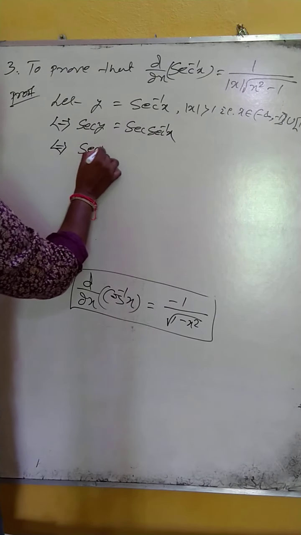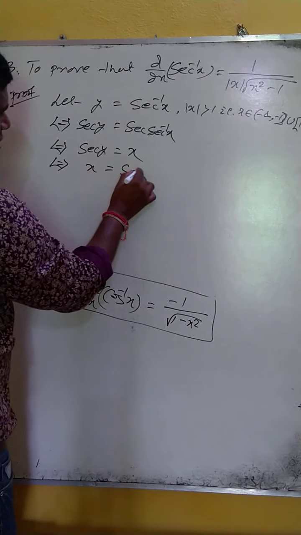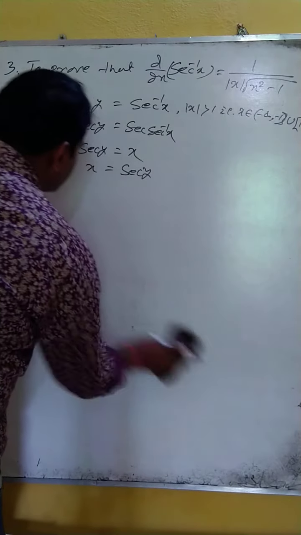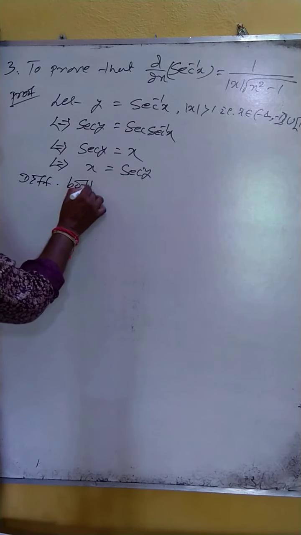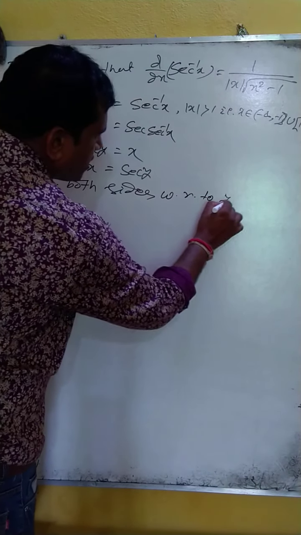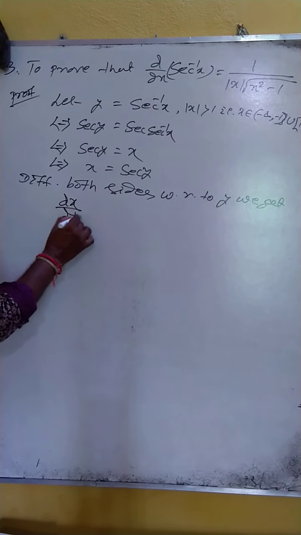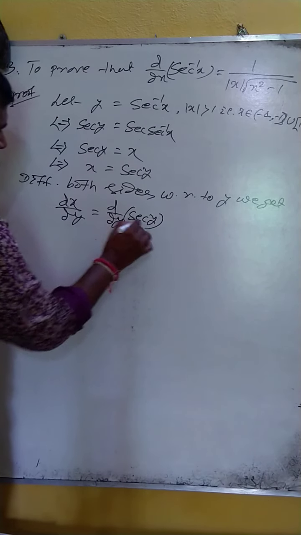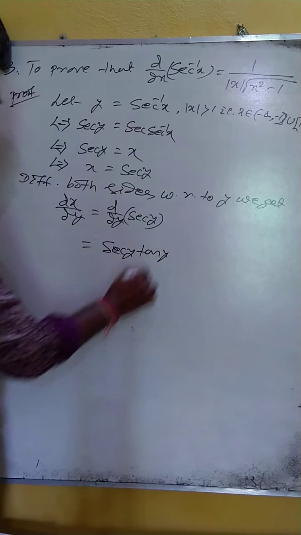Sec y is equal to x. X is equal to sec y. Differentiate both sides with respect to y. We get dx by dy equal to d by dy of sec y, that equals sec y into tan y, that is the derivative of sec.